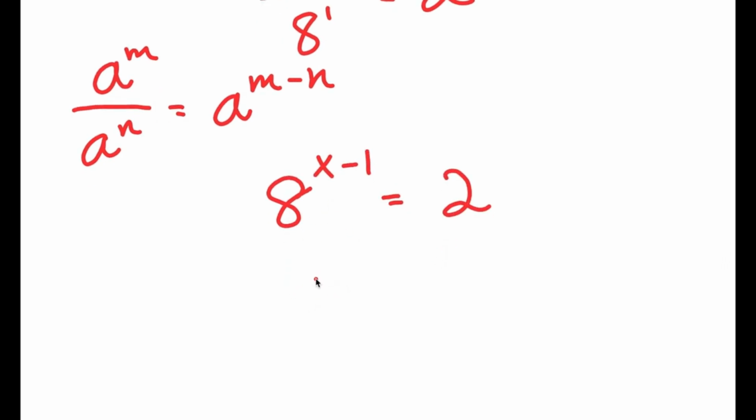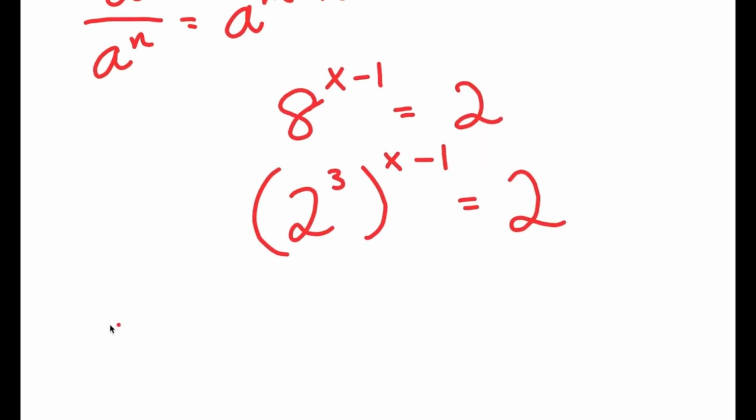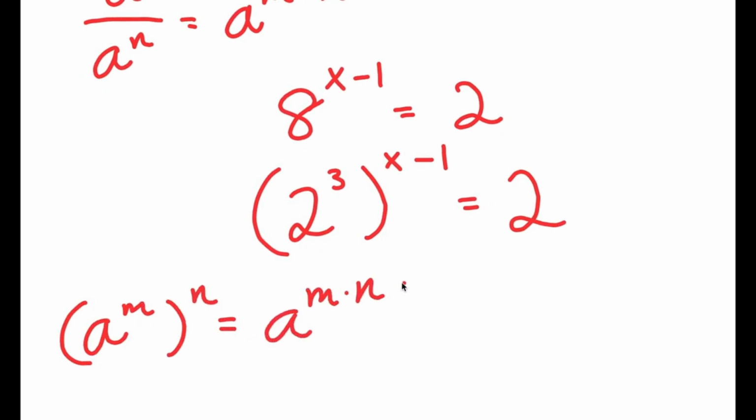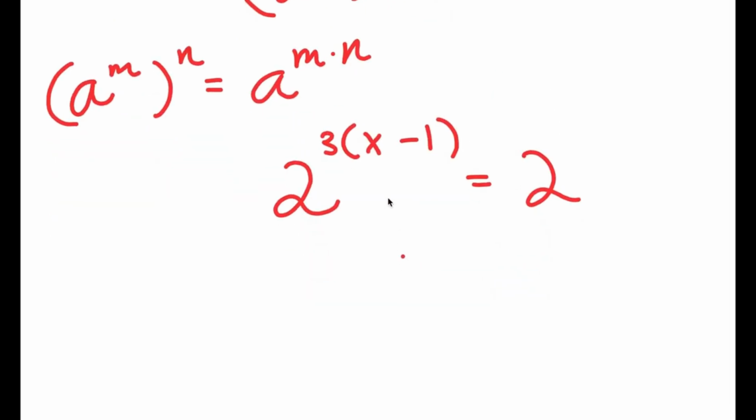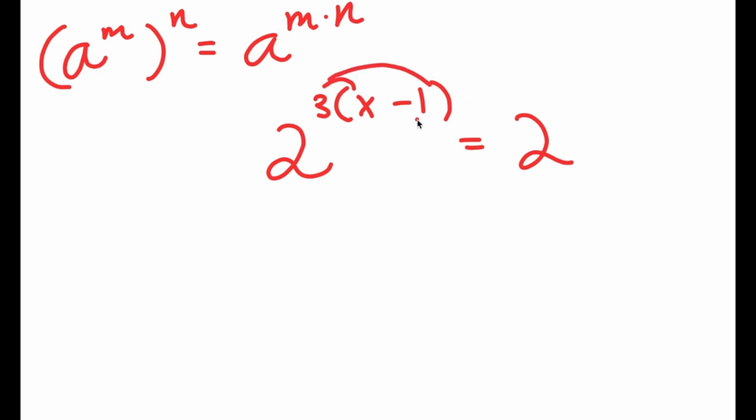Now, a is the same thing as 2 to the power of 3, so I get 2 to the power of 3 to the power of x minus 1 is equal to 2. And if I have something in the form a to the power of m to the power of n, this is equal to a to the power of m times n. So 2 to the power of 3 to the power of x minus 1 is the same thing as 2 to the power of 3 times x minus 1. And 3 times x minus 1, I can distribute 3, so I get 2 to the power of 3x minus 3 is equal to 2.